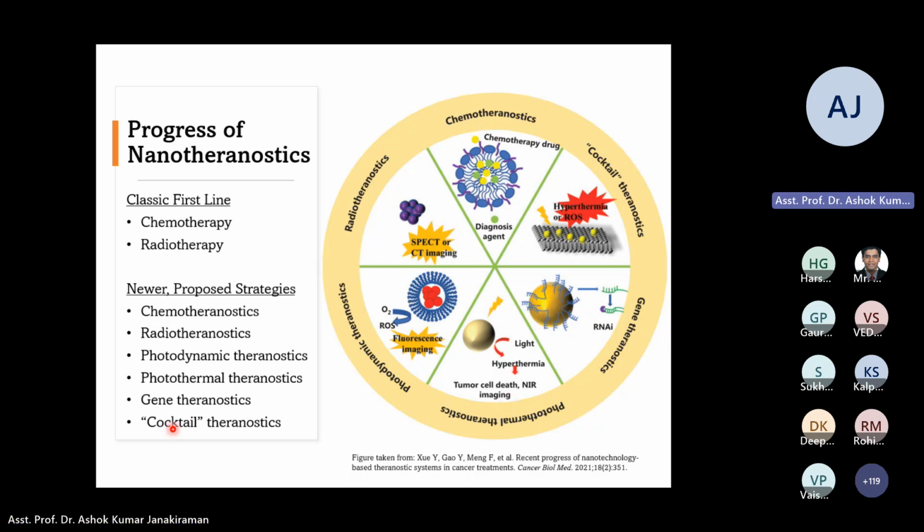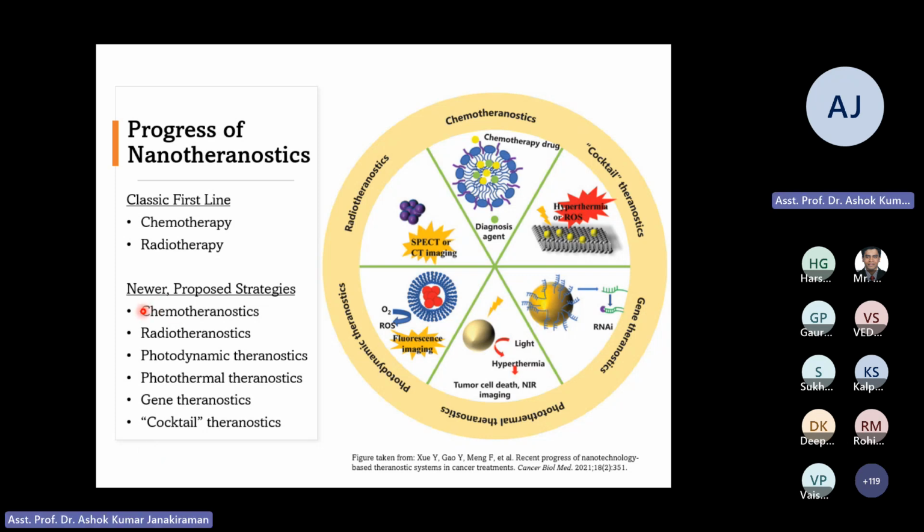Death. Then gene theranostic, where we can use small interfering RNAs or miRNAs to diagnose and cure the cancer cell. That is gene theranostic. And the next one is the cocktail. In a cocktail, we can use many techniques to kill the cancer cells.